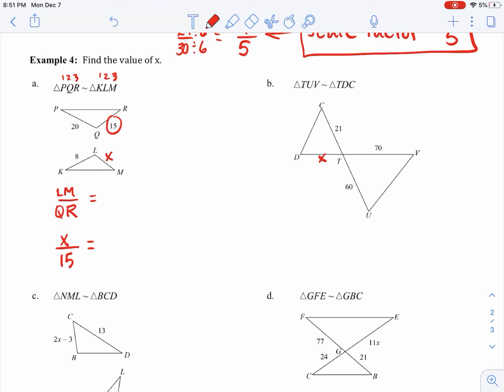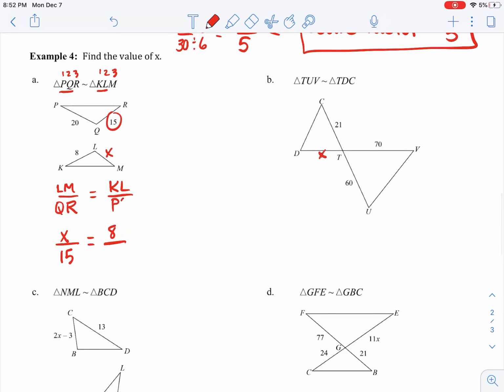Now, what else can we do? Let's see, we've got to finish off the proportion. So on the other side, let's go back to the original triangle. Always do that when you're going to write your proportion. Go back to the triangle you started with. And so the only number I see is on KL, right? KL is an 8. So I'm going to put 8 over something. Well, K and L are in the first two positions, and so the first two positions on the other side are PQ. So if we put 8 over PQ, which is 20.